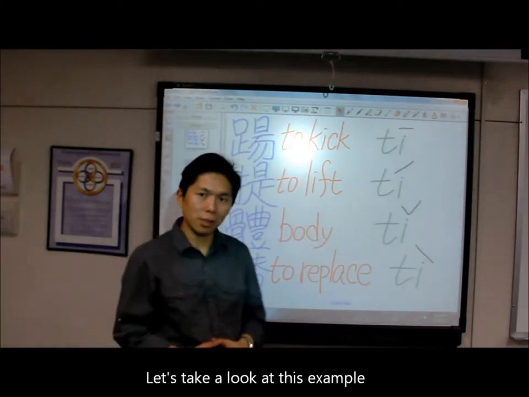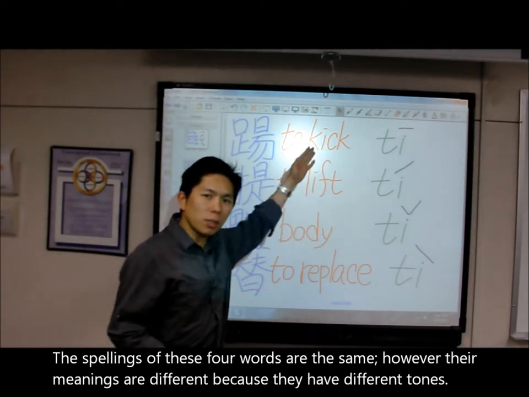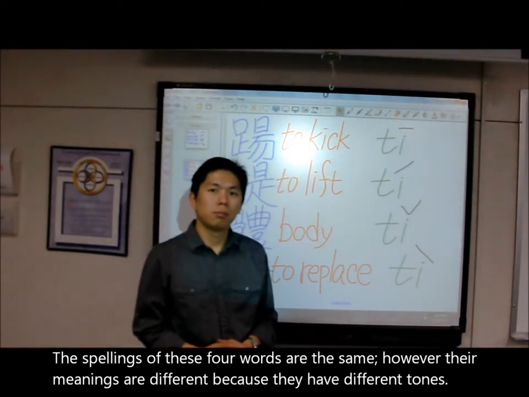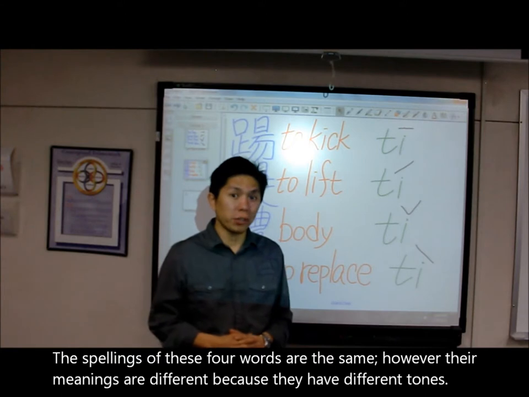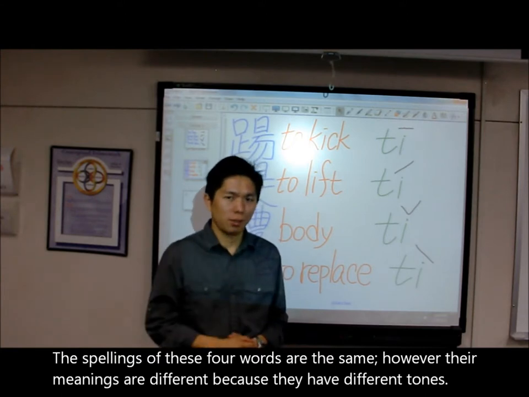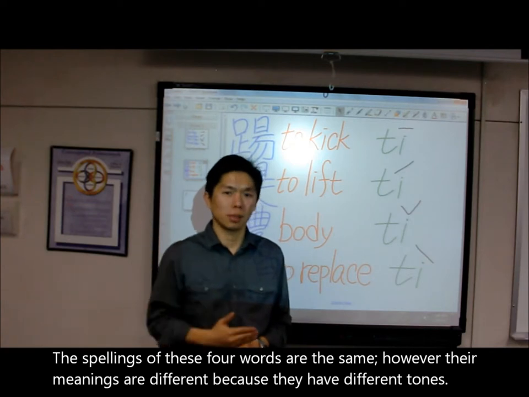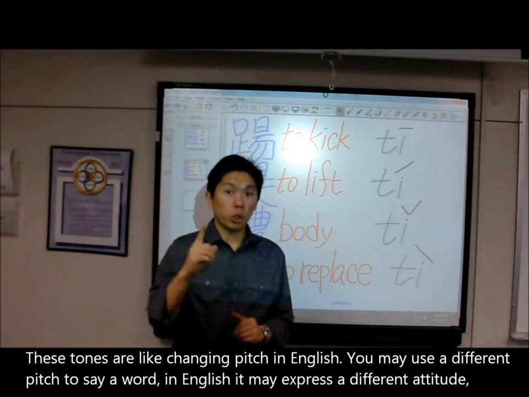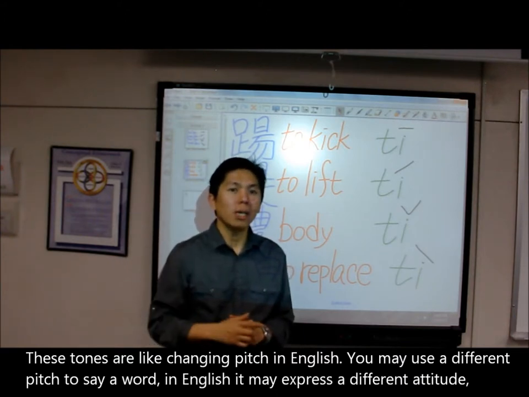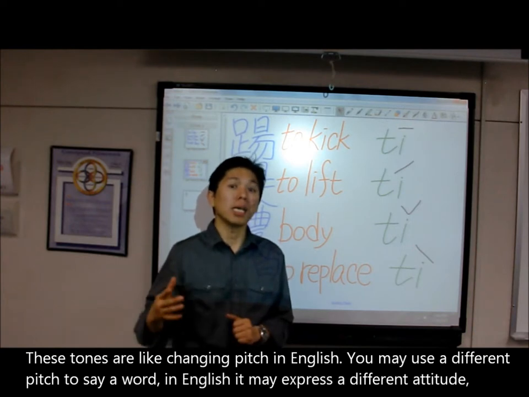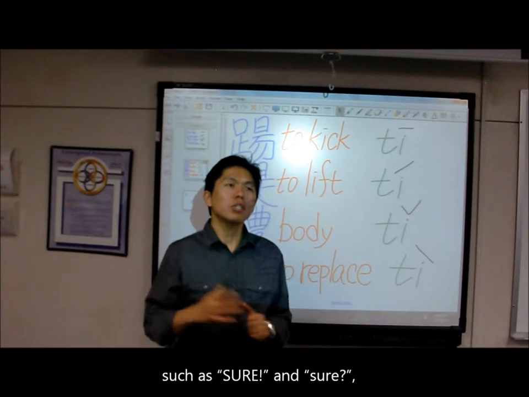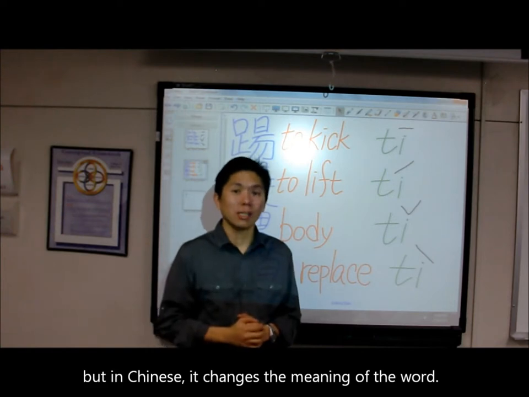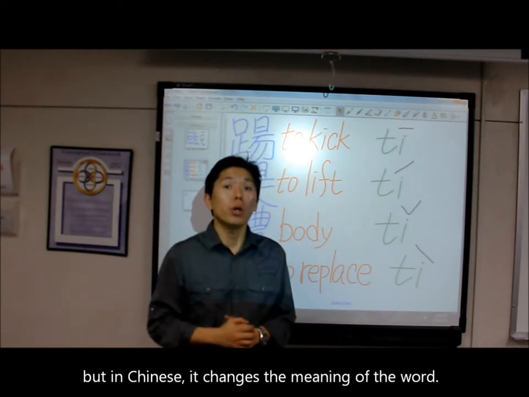Let's take a look at this example. The spellings of these four words. See? Are the same. However, their meanings are different. Because they have different tones. These tones are like changing pitch in English. You may use a different pitch to say a word in English. It may express a different attitude, such as sure and sure. But in Chinese, it changes the meaning of the word.